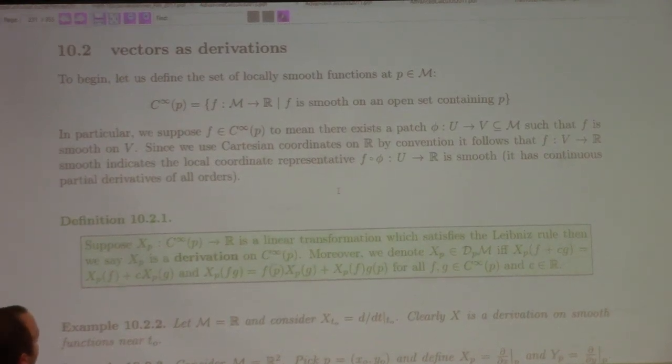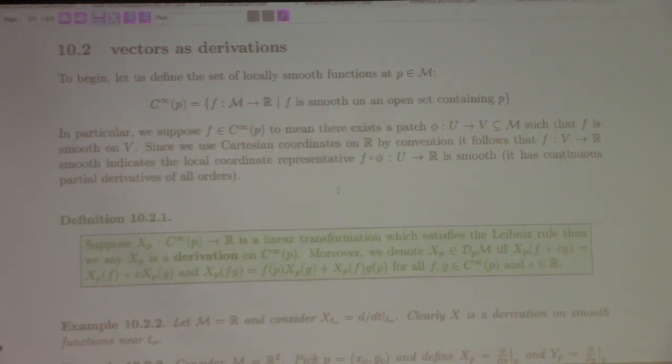All right. So I introduced smooth functions at a point. We could talk about derivations. I introduced these last time, right? Derivations are linear and they obey the Leibniz rule. They act on smooth functions and give back smooth functions. And I gave examples here.